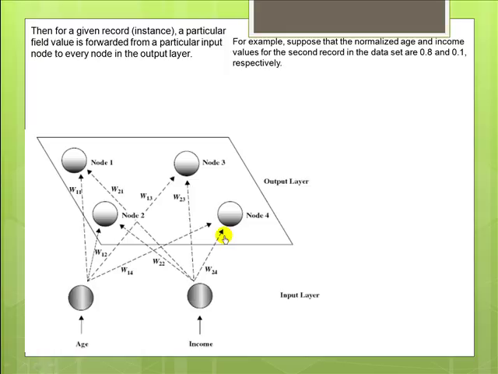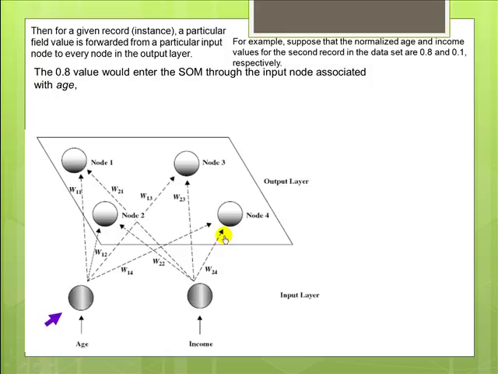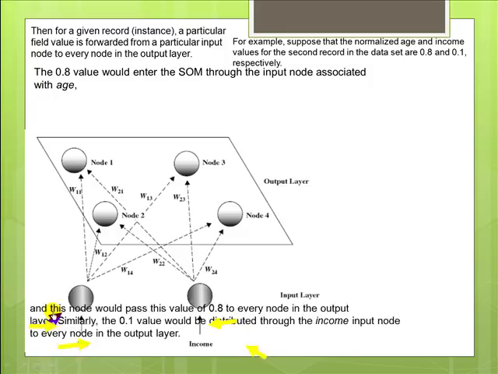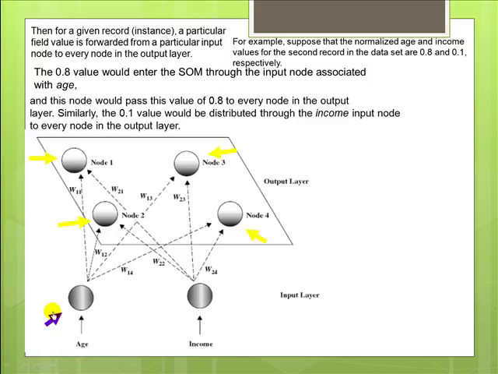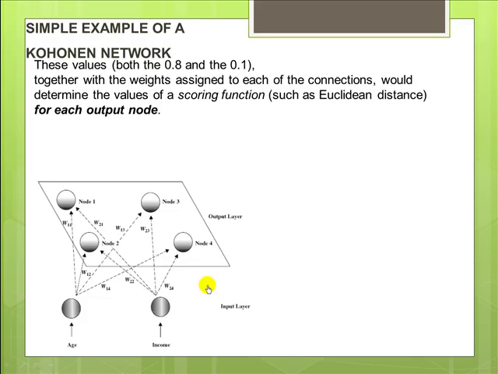Suppose that we had those inputs. The 0.8 value would enter the sum through the input node associated with age, you can see down here. This node would pass this value of 0.8 to every node in the output layer, using these weights to multiply that 0.8. Similarly, the 0.1 would be distributed through the income input node to every node in the output layer. Okay, simple example again still.